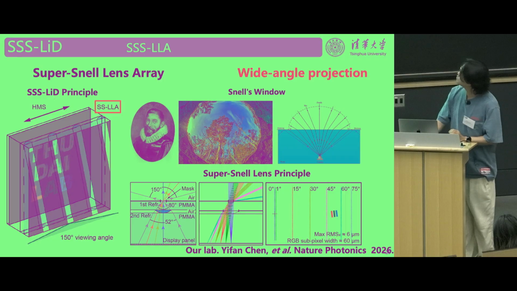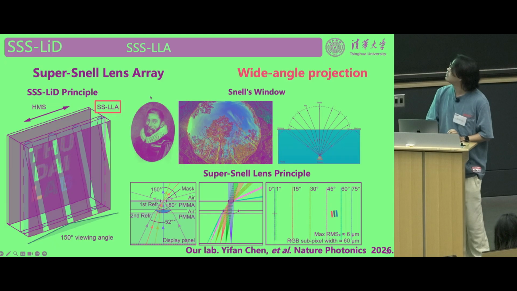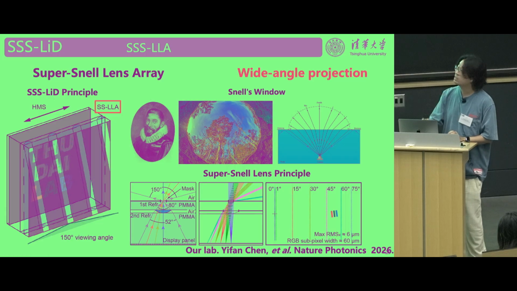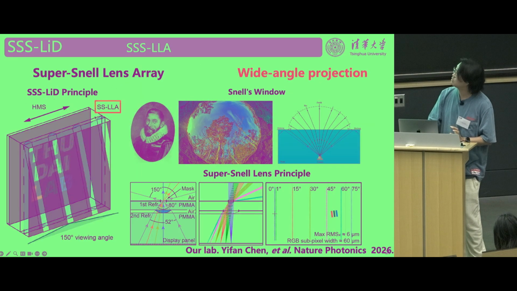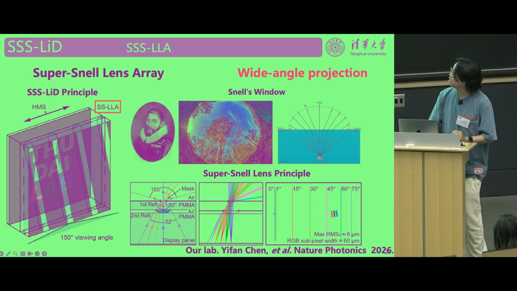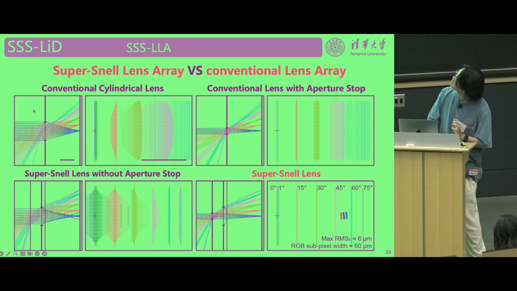This project was published recently in Nature Photonics, and this display has two critical modules. One is the super Snell lens array, which is for wide-angle viewing, and the other is holistic mount scanning.